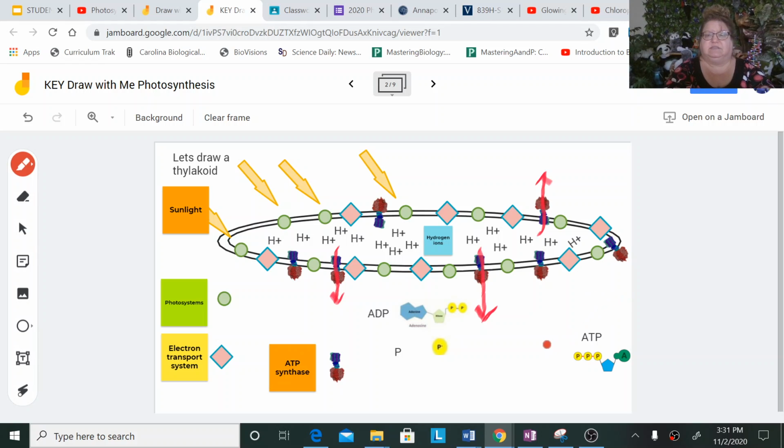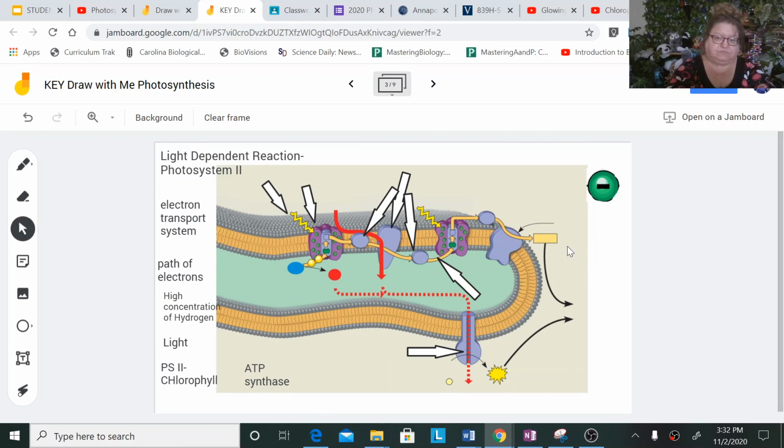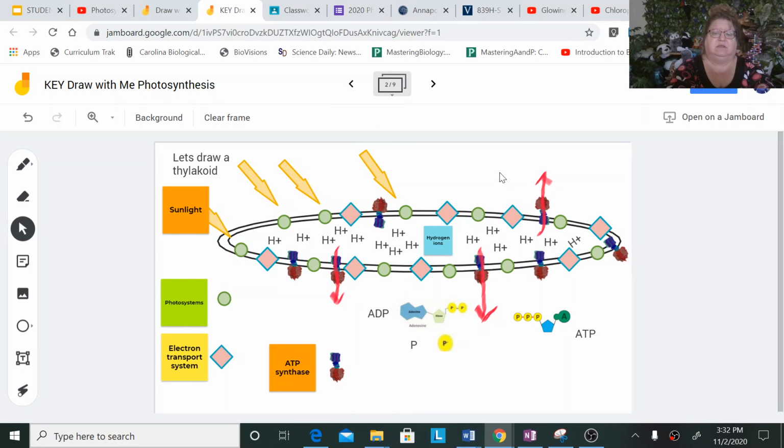And because these guys spin, they're just like a turbine in an electric dam. They're going to convert ADP and phosphates. They're going to be able to connect it together to make ATP. So there's one way to diagram our thylakoid, showing the placement of everything in it. Now, go ahead and you can hit pause if you want to finish and make sure yours is right.